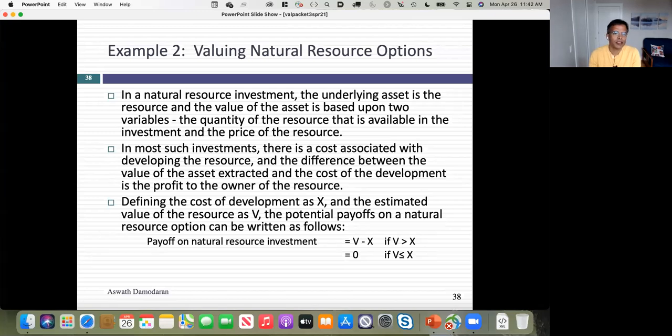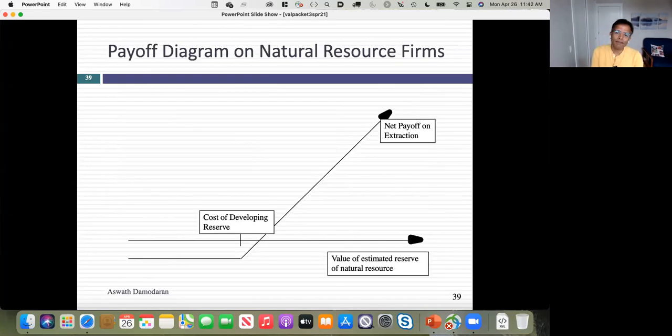You just sit on the reserve, hoping that something good will happen, which in this case, the oil price might go up. So if I were to draw this as a payoff diagram, here's what it'll look like. The cost of developing the reserve becomes the equivalent of the strike price. The value of the oil under the ground becomes the equivalent of S. And of course, you acquired this reserve either by doing exploration yourself, like R&D, or buying the reserves from somebody else. That becomes the cost of the option.